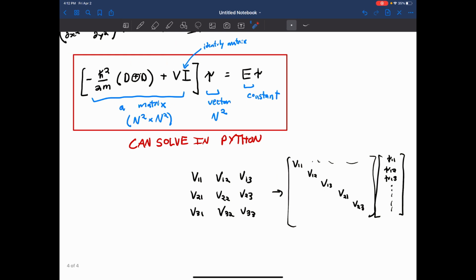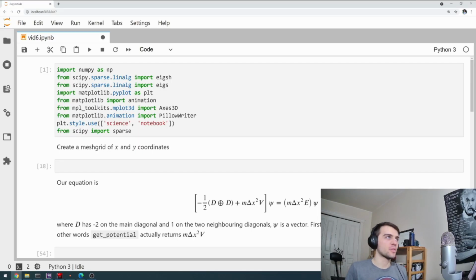This whole thing is an n squared by n squared matrix. Psi is an n squared vector, and E is a constant times an n squared vector. And so we can solve this equation in Python. Let's do it. All right, so we can code this in Python now.